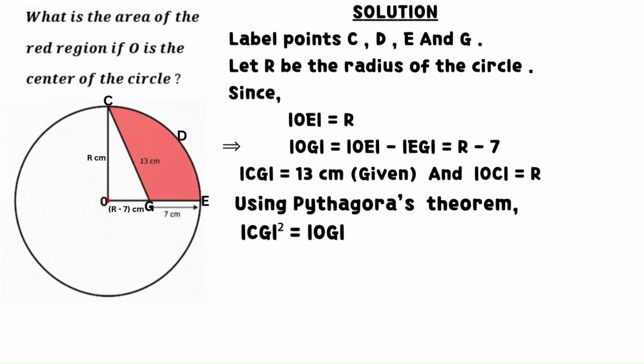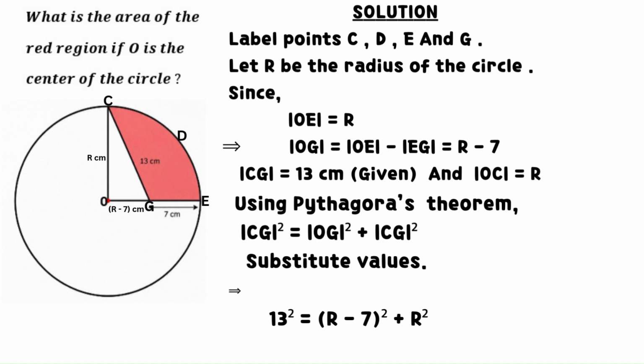Using Pythagoras' theorem, the square of length CG equals the sum of the square of length OG and the square of length OC. Substitute values. We have that the square of 13 equals the sum of the square of R minus 7 and the square of R. Expand the bracket.